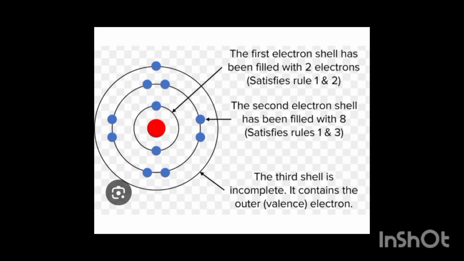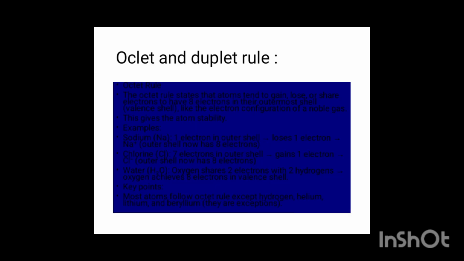So the second shell, that is the L shell, has 8 electrons present, not more than 8. It can be less than 8 but not more. And the third shell is incomplete. It contains the outer valence electrons. But it can also contain 8 electrons. Here in this example it is incomplete, but it can contain 8 electrons as well, to be stable like argon. Okay, octet and duplet rule.